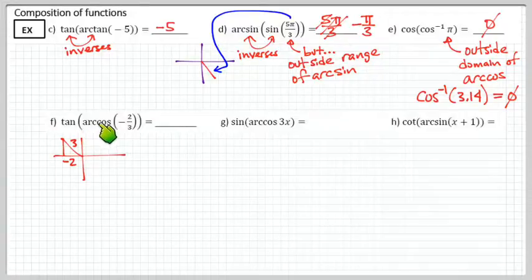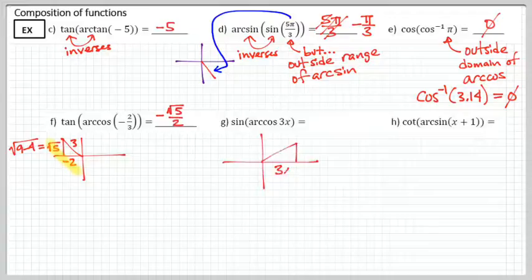Tangent of the arc cosine. So to do this, let's draw a picture. We know arc cosine just lives within the top 2 quadrants. So this angle here gives us the proper angle that gives us a negative 2/3 cosine. The tangent here, we're going to use the Pythagorean theorem. And then we could just see that the tangent in this case will be made up of sine divided by cosine, sorry, opposite divided by adjacent. Okay. Next case here, this is something new.